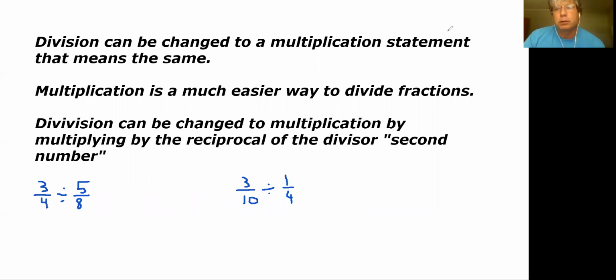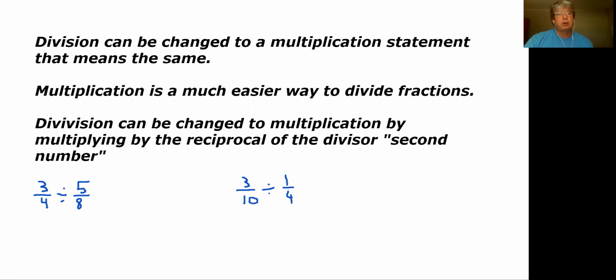So let's take a look at a few division problems involving fractions. As I said earlier in the course, division can be changed to a multiplication statement that means the same thing. A lot of times I use that word equivalent there. But what we find out with fractions is multiplication is a lot easier than it is to divide fractions.